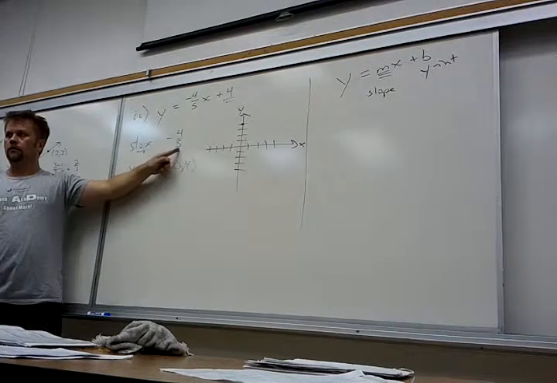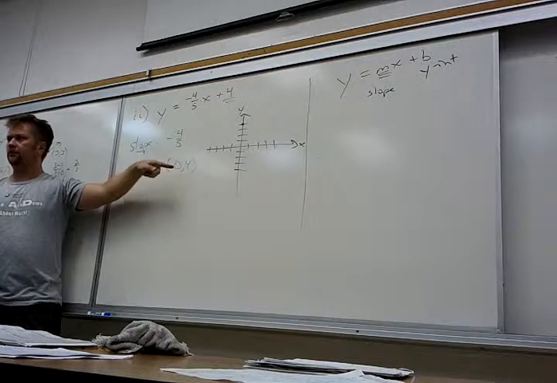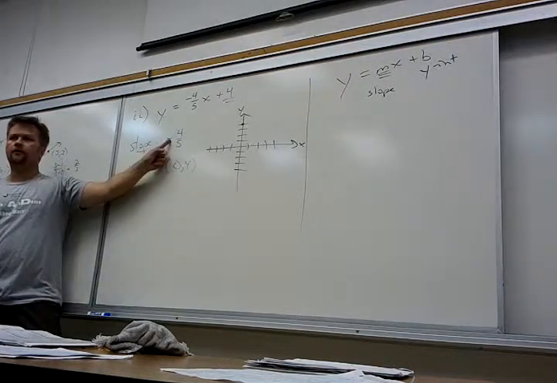Down 4, positive 5. I always get people confused. There's only one negative sign out there. They both can't be negative. You don't go down and back, because then the negatives would cancel and it'd be positive. But it's not. It's negative.